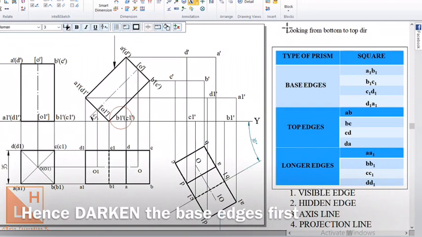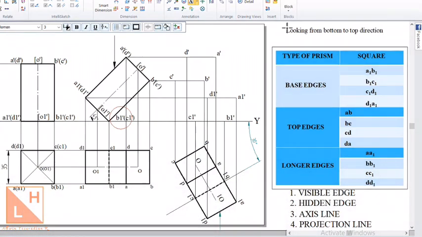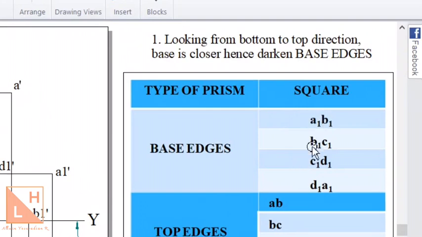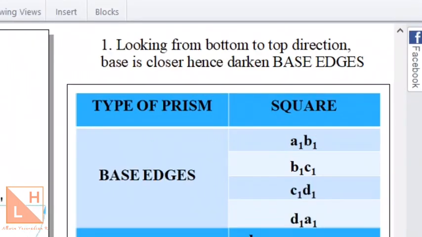So by identifying this, we'll darken the base first. The first thing that we do to identify the hidden edges, looking from bottom to top direction, is that the base is closer and hence we darken the base edges. Which are the base edges? We'll find them from the table: A1, B1, B1, C1, C1, D1 and D1, A1.